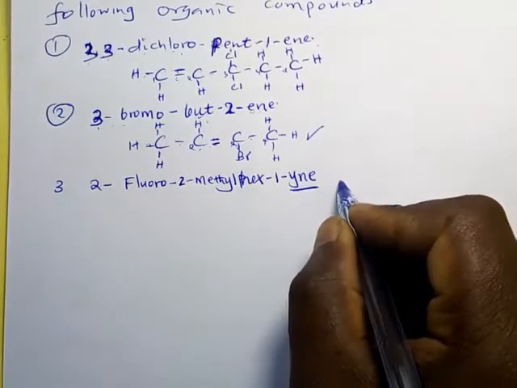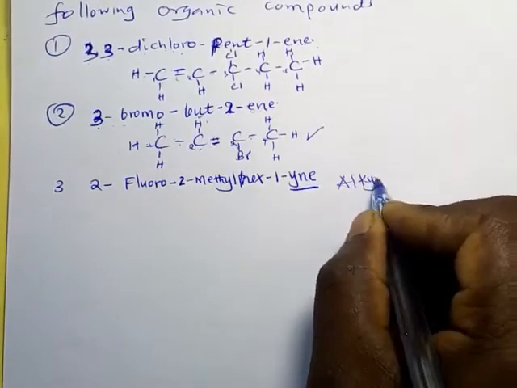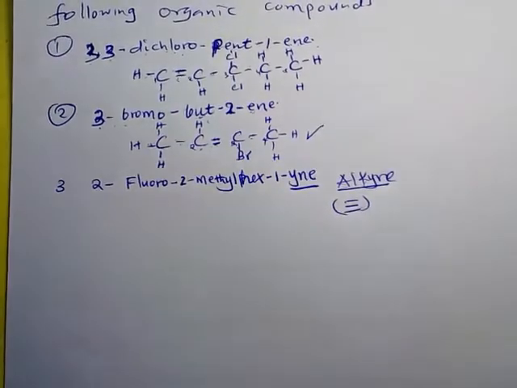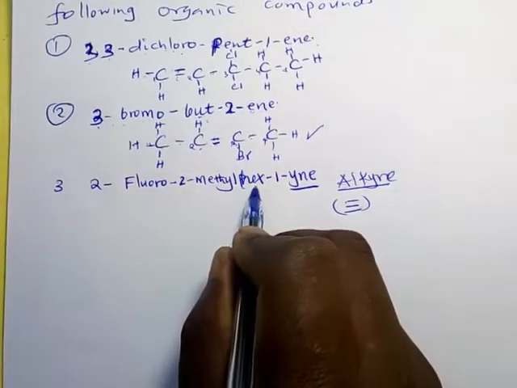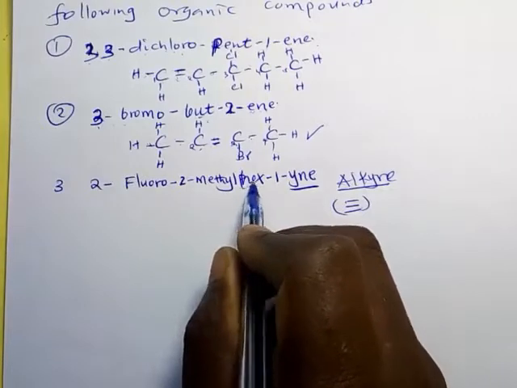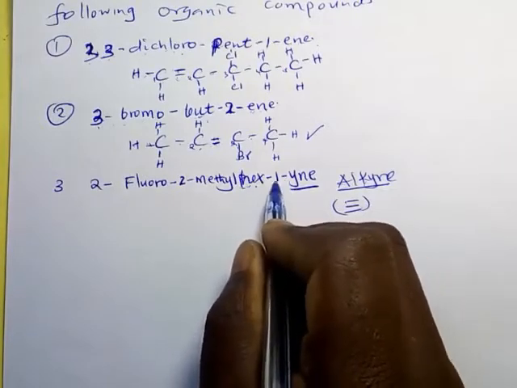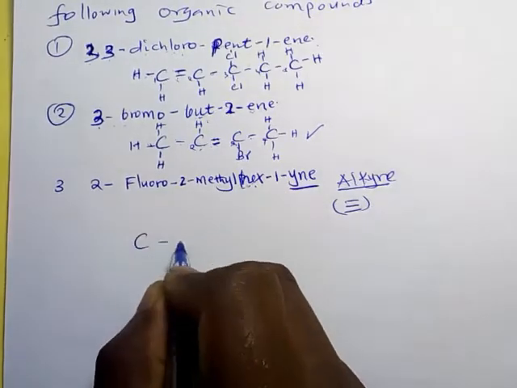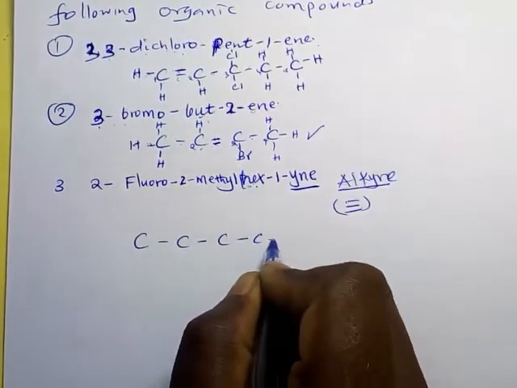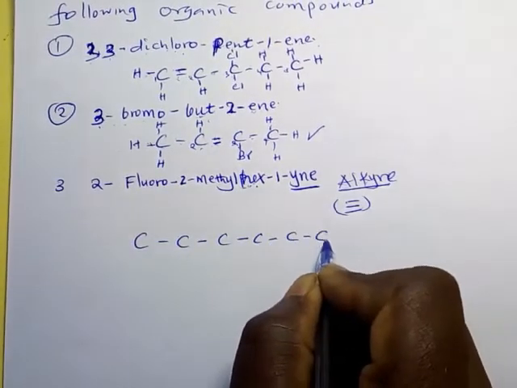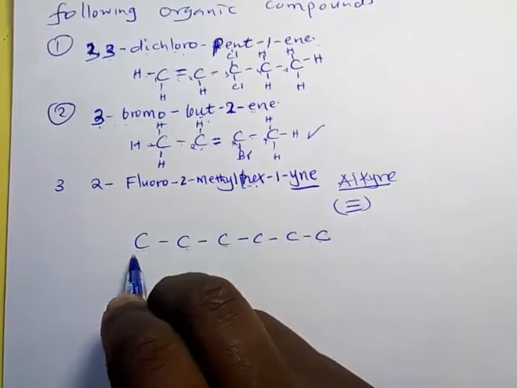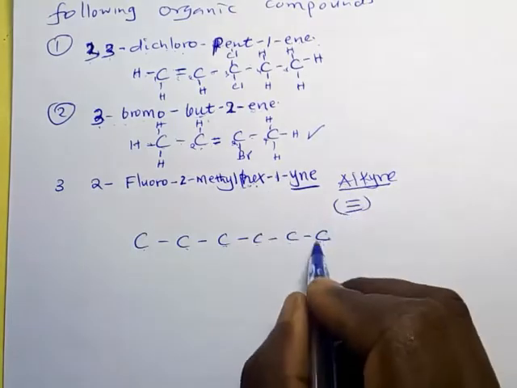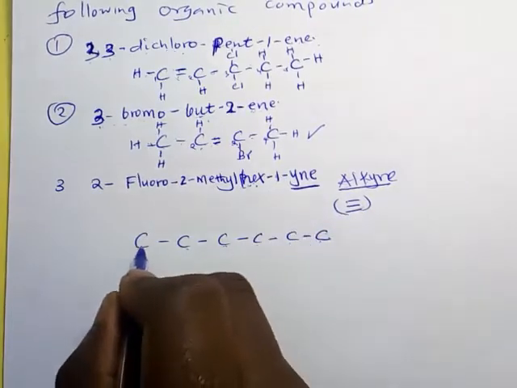Ine implies that it is an alkyne. Triple bond, that's what it means. And then the parent is hex. Hexyne is 6 carbon atoms. So 1, 2, 3, 4, 5, and then 6. But the functional group is on carbon number 1. So this is carbon number 1.